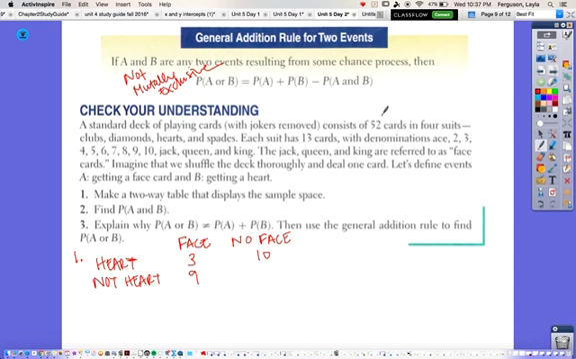And in talking about everything, there are 52 cards total. And if we want those that have no face and not a heart, then we would have 30.